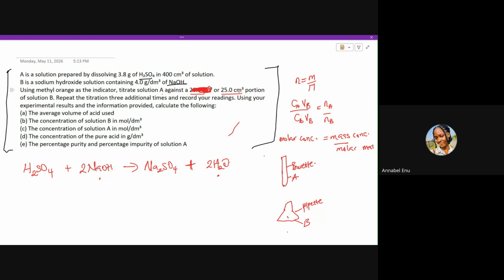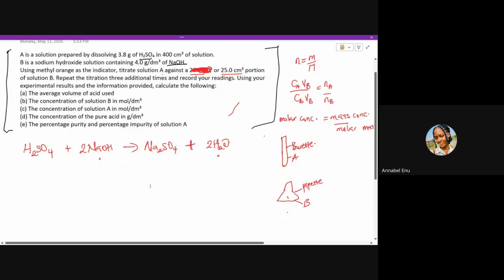These are the things where your question paper is going to be telling you. Now, use the experiment results to answer the following questions. Now, the first question is obviously and most likely the average volume of your acid. Remember, your acid is the A, and your acid is what is in the burette. So we must find the average volume. That is the most important thing that will help us to solve any other thing in the question.